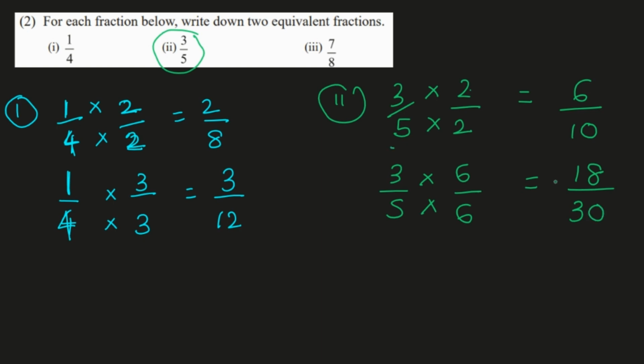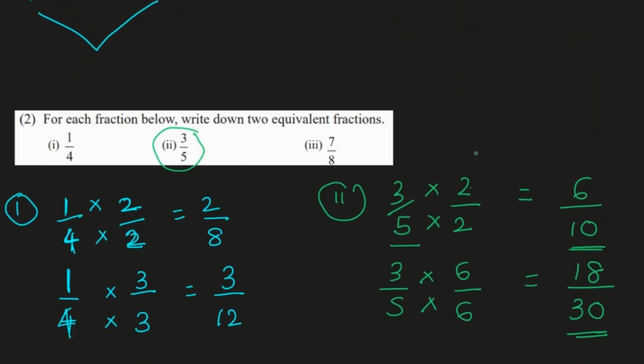So 3 upon 5 and 6 upon 10, they are equivalent. And also 3 upon 5 and 18 upon 30, it's also equivalent. Great. Here you have another example, right? You can multiply both the values, numerator and the denominator, by any value that you like. Do you want me to show an example here as well?